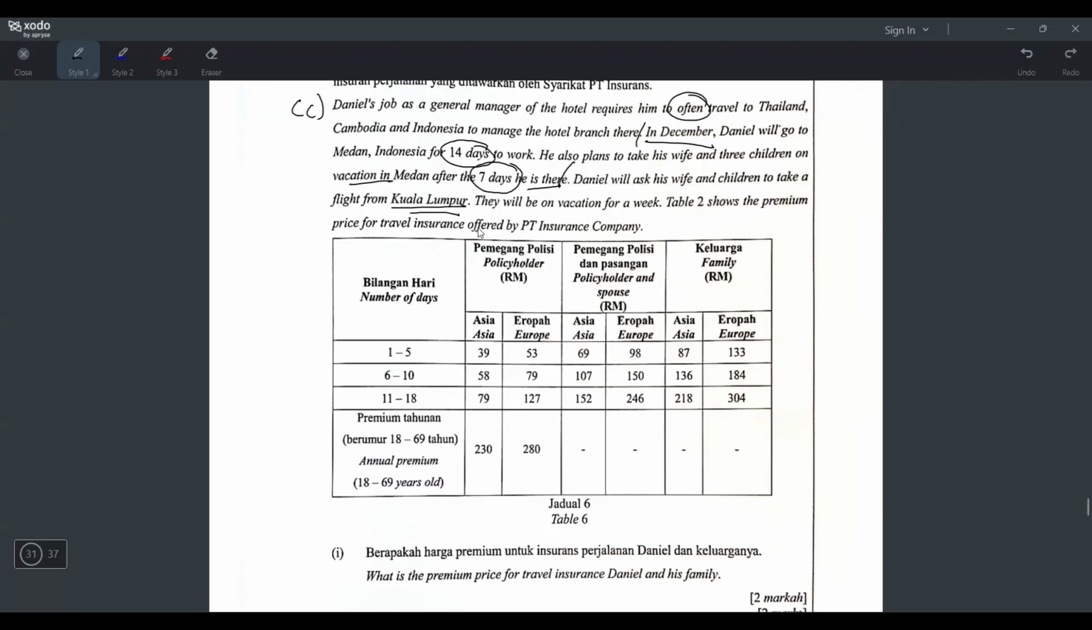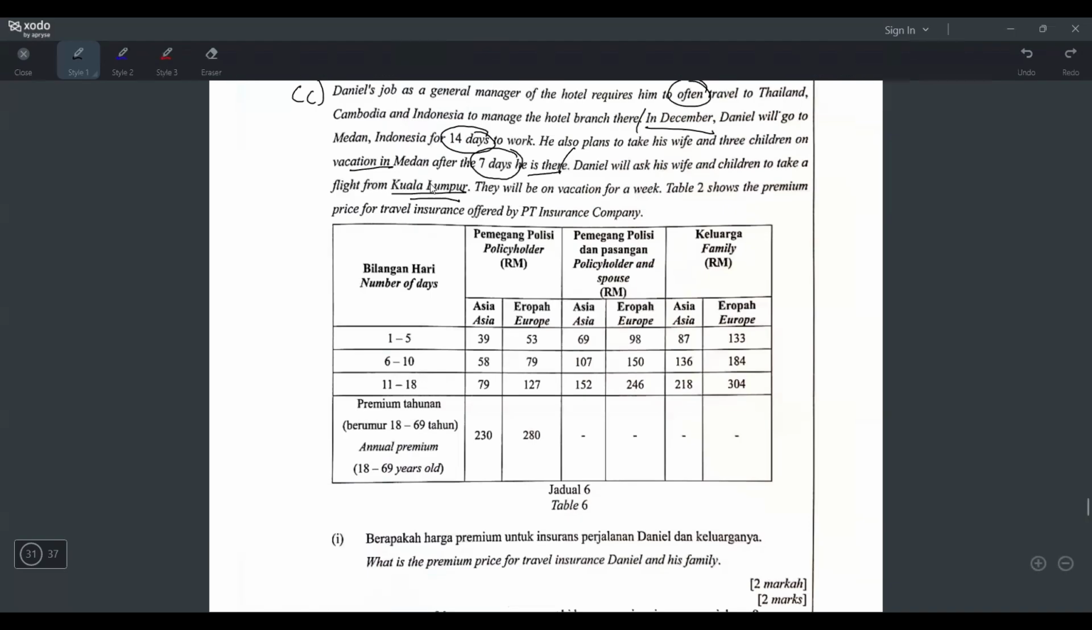Table 2 shows the premium price for travel insurance offered by PT Insurance Company. Understand? Now this says A, what is the premium price for travel insurance for Daniel and his family? I think you have to calculate separately, one for Daniel, one for family, because when they travel, it's not always together. Most of the time Daniel travels alone. It's just that only in December this time he is with his family. So we have to calculate separately.